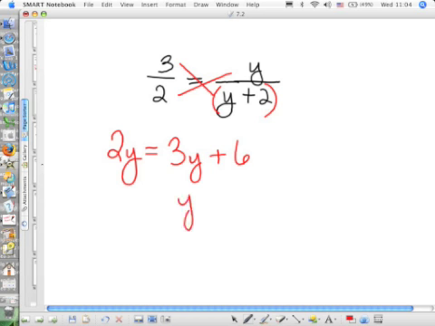Subtract 2y from both sides. Subtract 6 from both sides. What's the value of y? Negative 6. You may just be asked to find y, whatever information is provided there. But I wanted to point out that when we cross multiply, we have to distribute there.